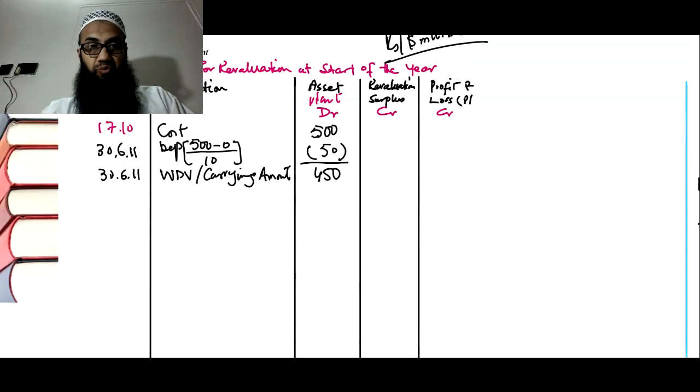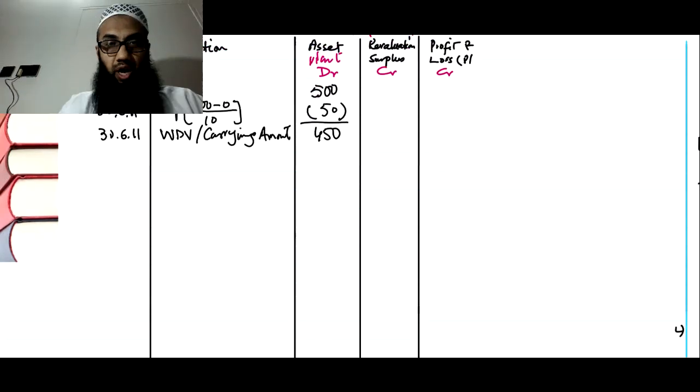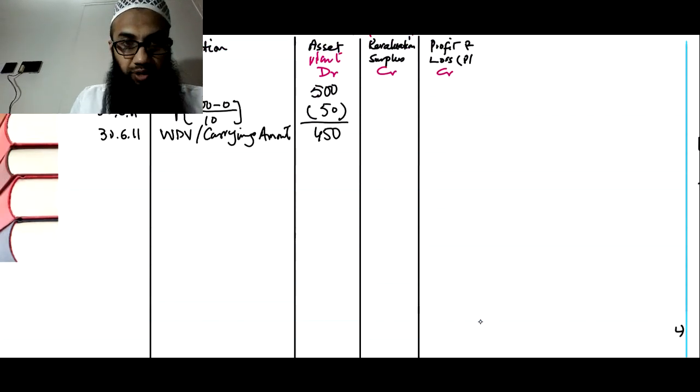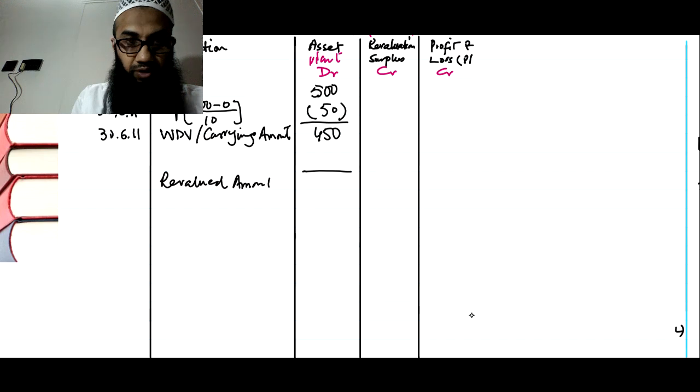Now, what you have to do? You have to leave one line empty here. After that you have to write the revalued amount here, after one line, 1st July 11. Over here your journal entry will come.